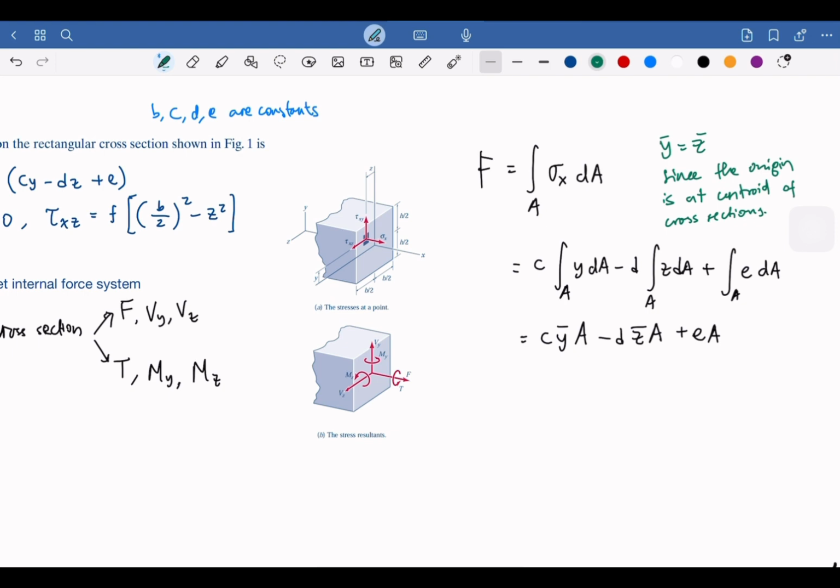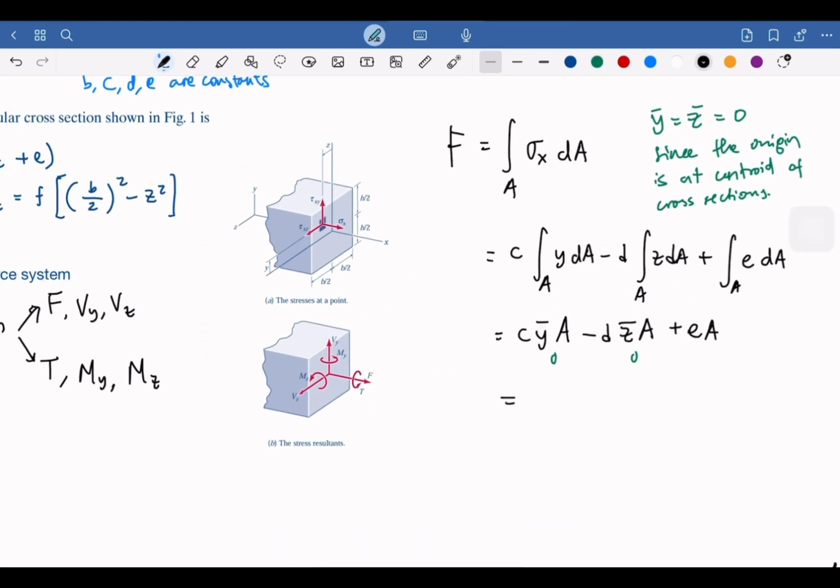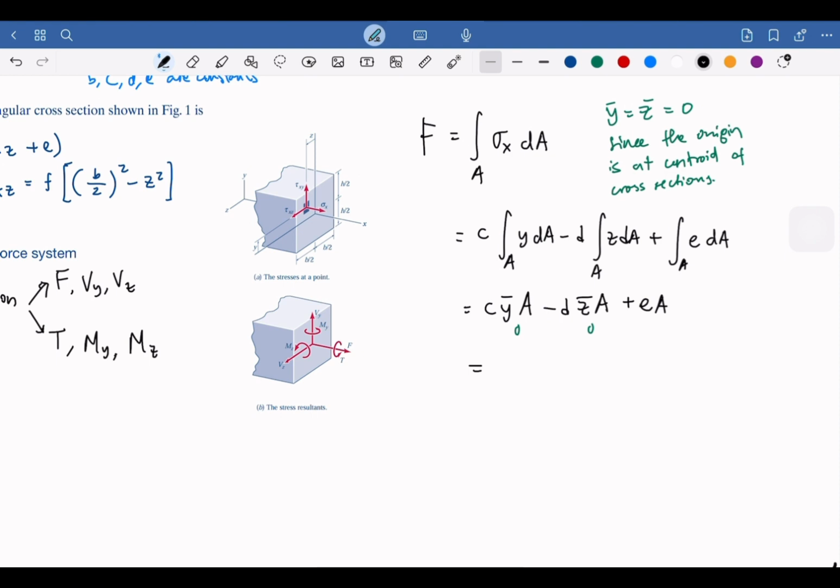And the origin at the centroid means that the y bar and z bar will be equal to 0. So this will be 0, 0, and the rest will be E multiplied by A, or the area, which is based on the b and h. So this will be equal to E b h. So this is F.